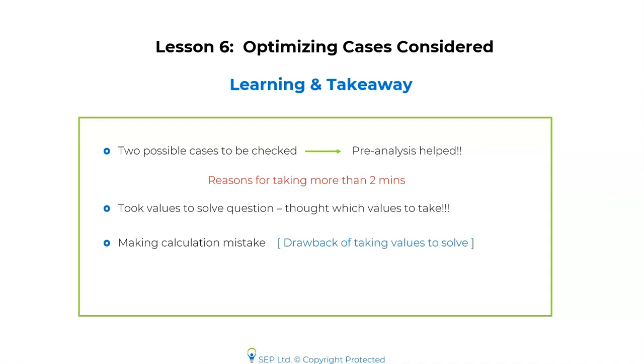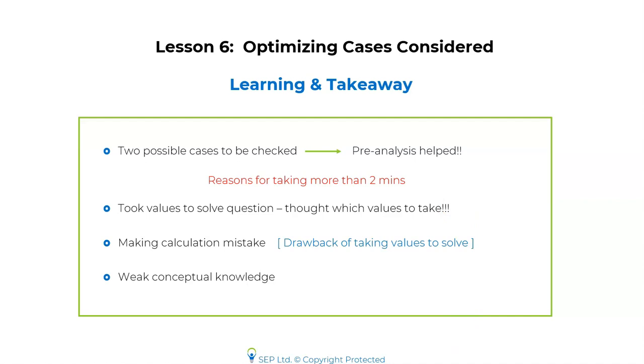Now, if you're taking values and checking each and every option, it's possible that you might make a silly mistake and end up getting the wrong answer. And obviously a reason could also be weak conceptual knowledge. If you are not very good with the concept of even odd, then there's a high chance that you may still miss out on solving this question within 2 minutes, even if you take values or without taking values.